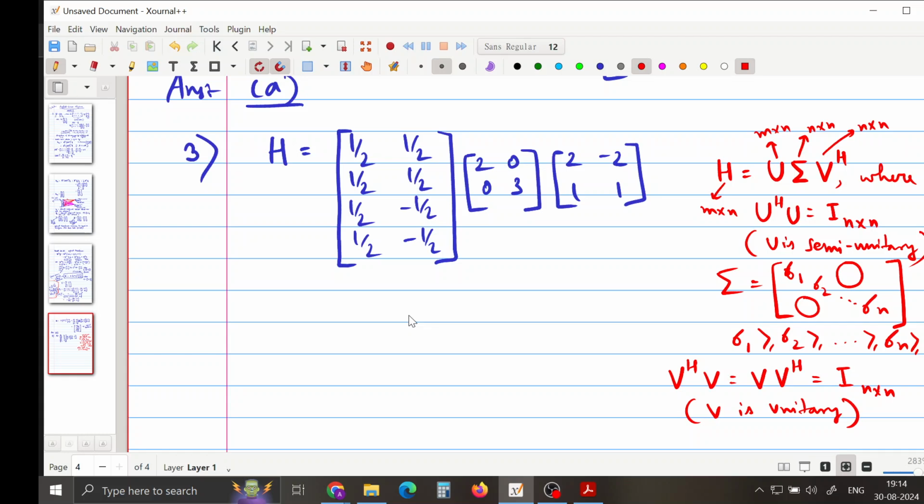So clearly, if you compare with these conditions, my middle matrix here, 2 0 0 3, the diagonal entries are not in the decreasing order, right? So I first want to make sure that they are in the decreasing order. So my observation is that this is not in decreasing order.